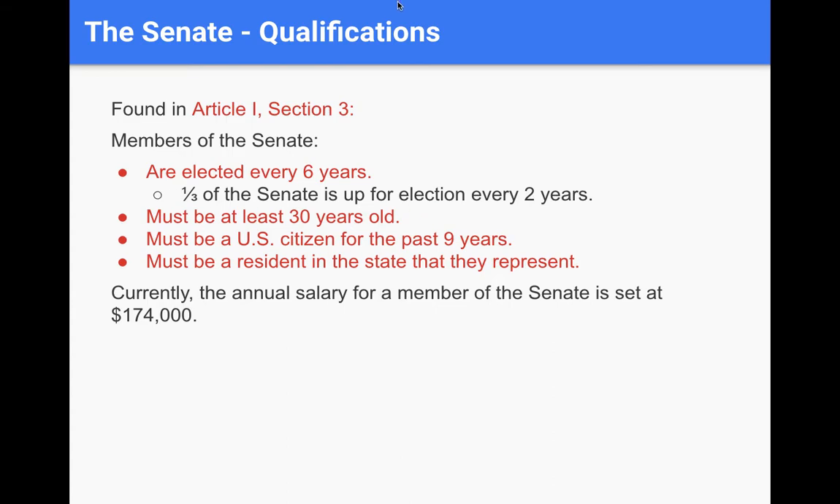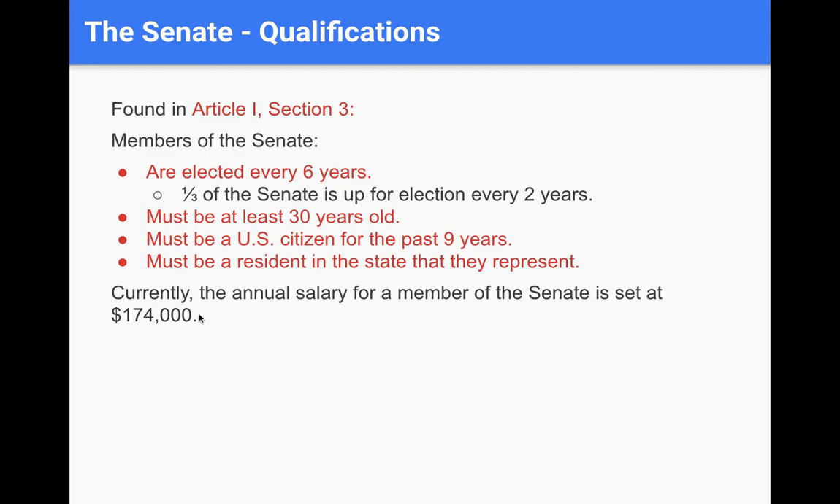Some of the qualifications, according to the Constitution, you can find those in Article 1, Section 3. Again, Article 1, Section 3 is all about the Senate. And it's written in pretty much the same language that the House is, except there are some different requirements. So in the Senate, you have to be at least 30 years old. So you have to be a little bit older. You have to be a citizen for at least the past 9 years. So you have to be a citizen longer than in the House. And you also must be a resident of the state that you represent. So again, I would highlight those, make a note here because it's the same kind of language.